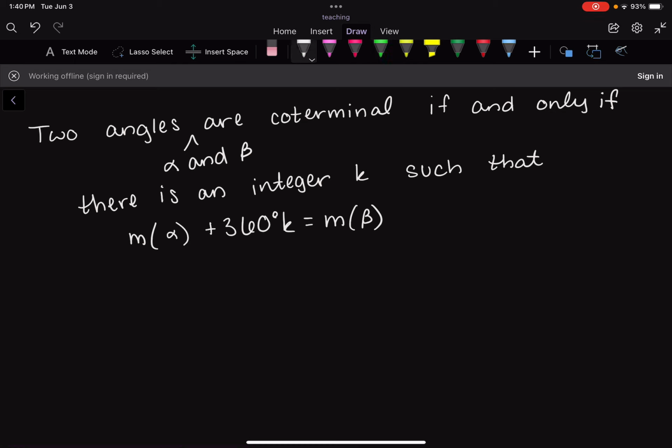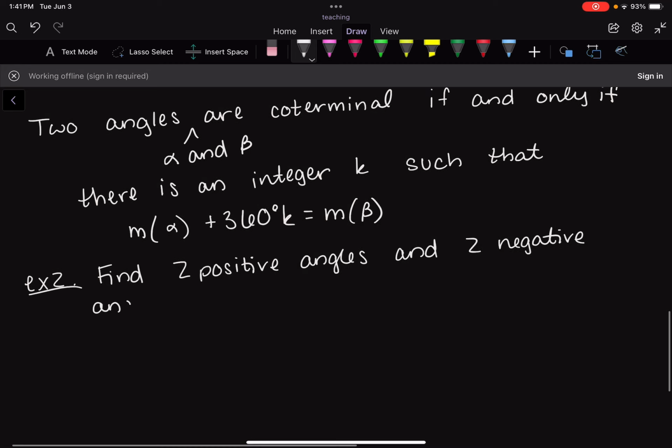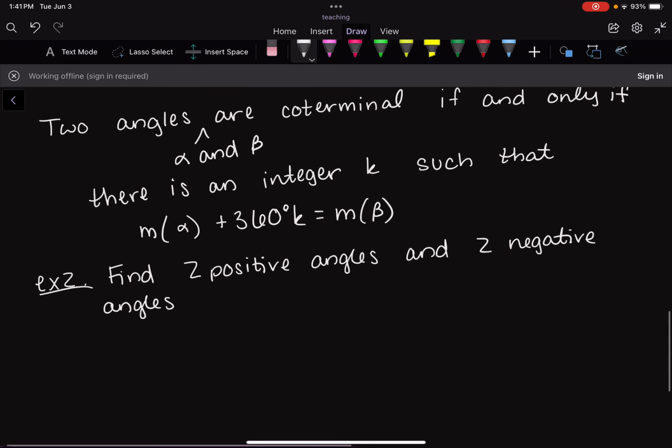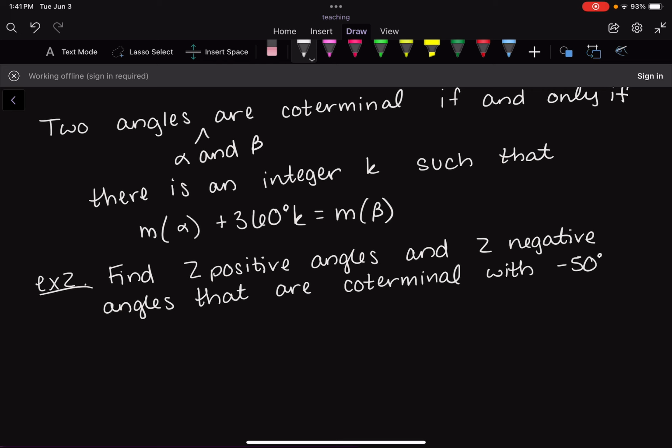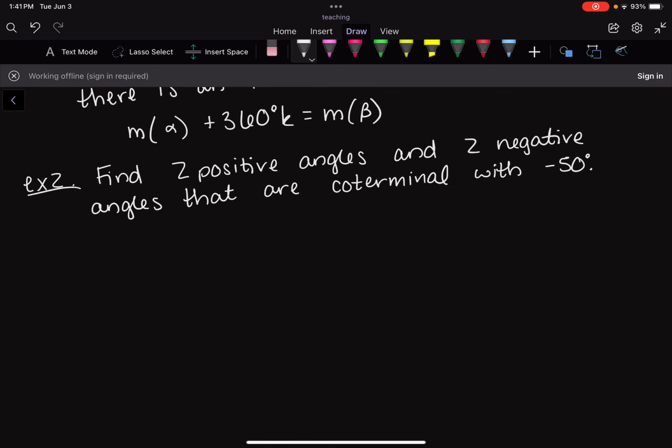So let's do a little example. This is example 2, and I'll say find two positive angles and two negative angles that are coterminal with negative 50 degrees. So find two positive angles and two negative angles that are coterminal with negative 50.